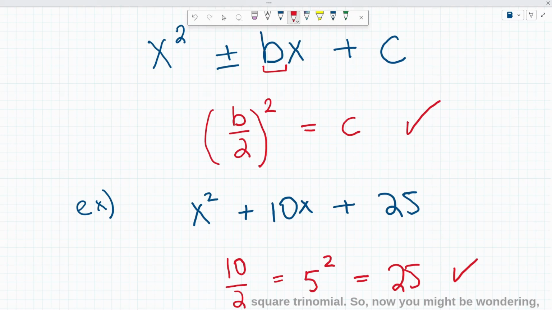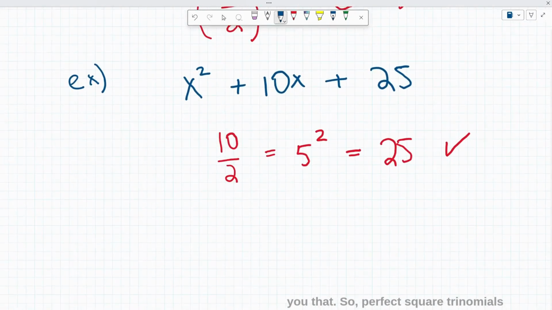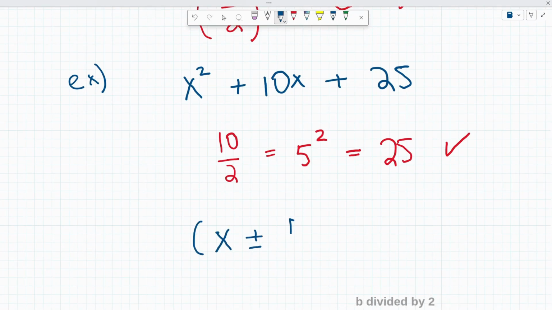So now you might be wondering, how do we factor this? Why is it special to have a perfect square trinomial? Let me show you that. Perfect square trinomials factor in this form: you end up having (x plus or minus b divided by 2) all squared. In one step, we have this trinomial perfectly factored.